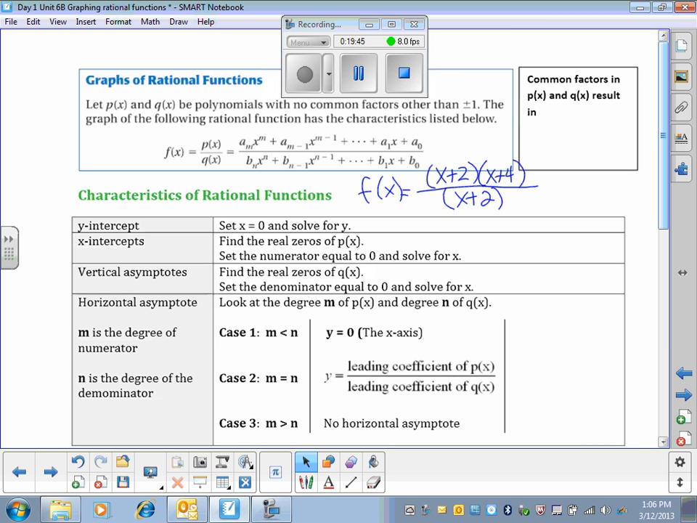Cross out the x plus 2. So we get x plus 4. Now, if you were to graph x plus 4, what would it look like? Just a linear line. It would look like a linear equation, right?